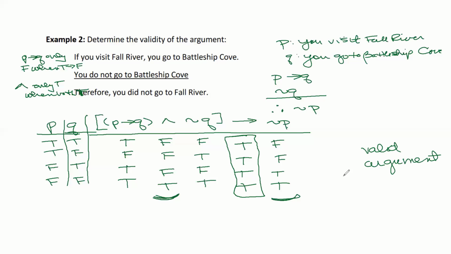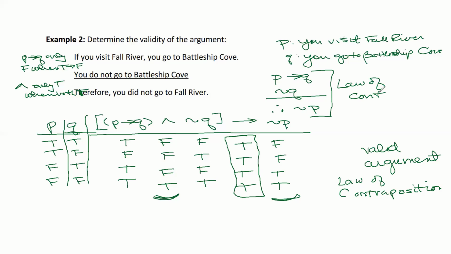And this is our second standard argument, which we call the law of contraposition, sometimes called the law of the contrapositive. So P implies Q, not Q, therefore not P, is the law of contraposition, which we have just shown is a law because it's valid.